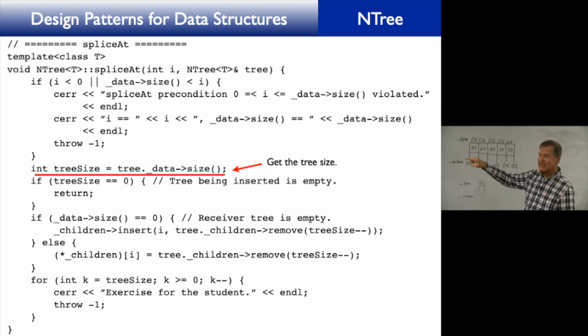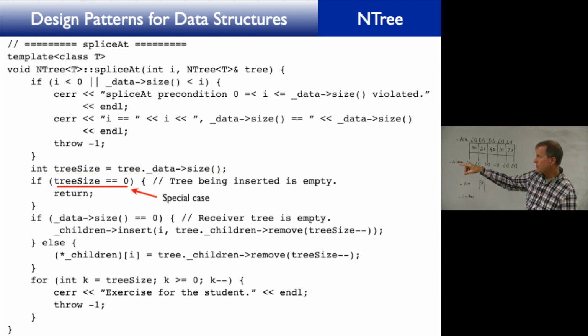Now, which tree size is this? Is it the receiver? Because it's tree arrow data arrow size. And what is tree? That's the parameter. Are you with me? So which tree size is this? That's the tree size of this one on the right. So now, if tree size equals 0, that's a special case: the tree being inserted is empty, so we just return, all right?